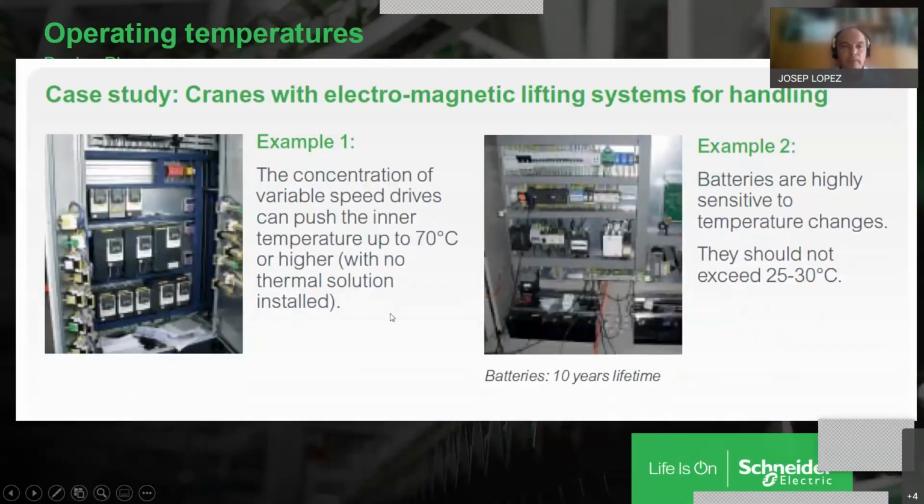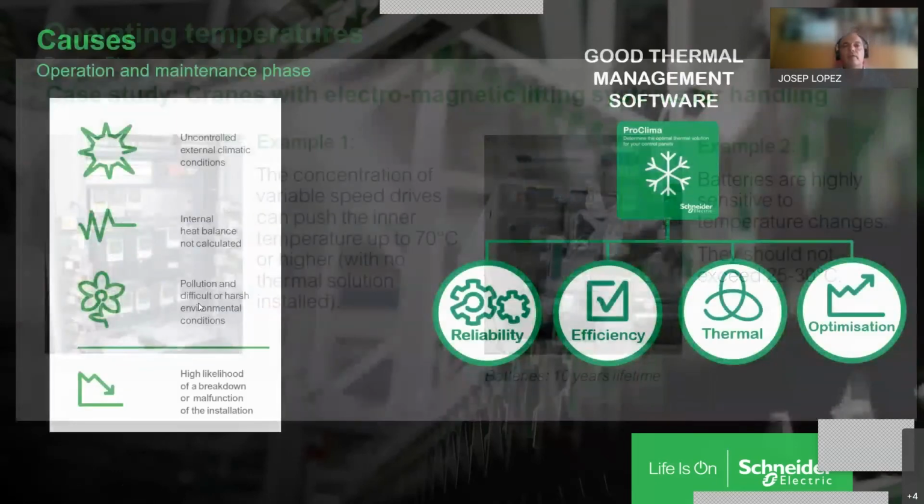So on that, let me present some examples, like a conveyor installation control panel, where you can see different speed drives in a very concentrated way. And also a second example in a hoisting installation with batteries integrated, where the temperature shouldn't exceed 25, 30 degrees Celsius. So these are clear examples that thermal management is very important, and the rules of art that we present later are very important.